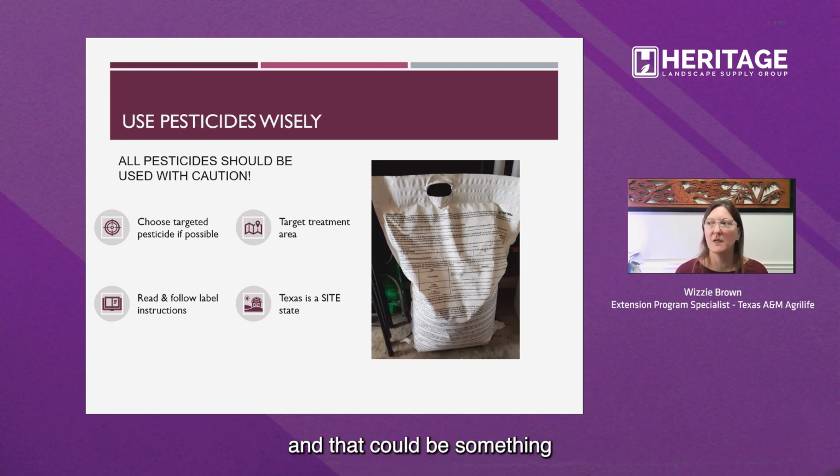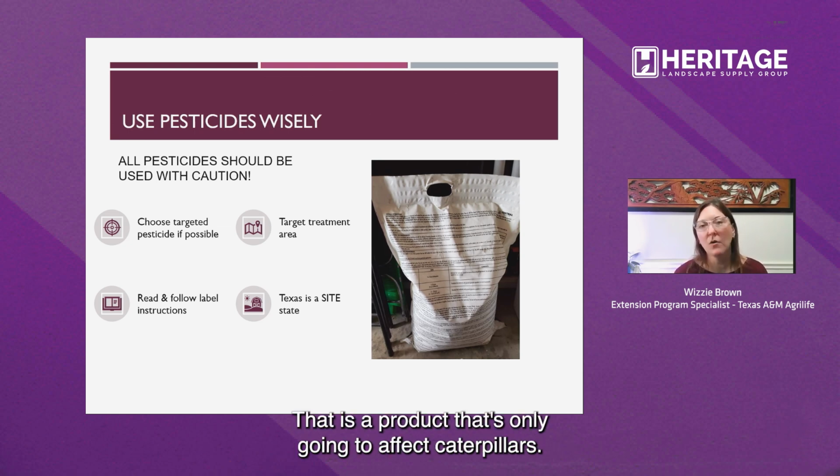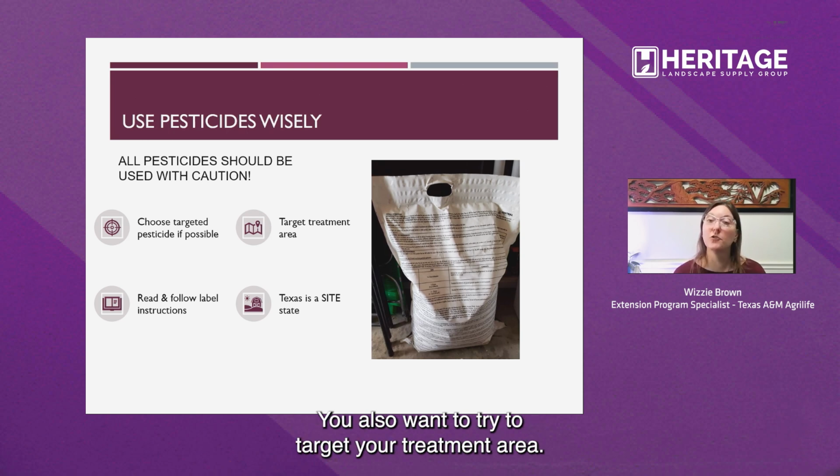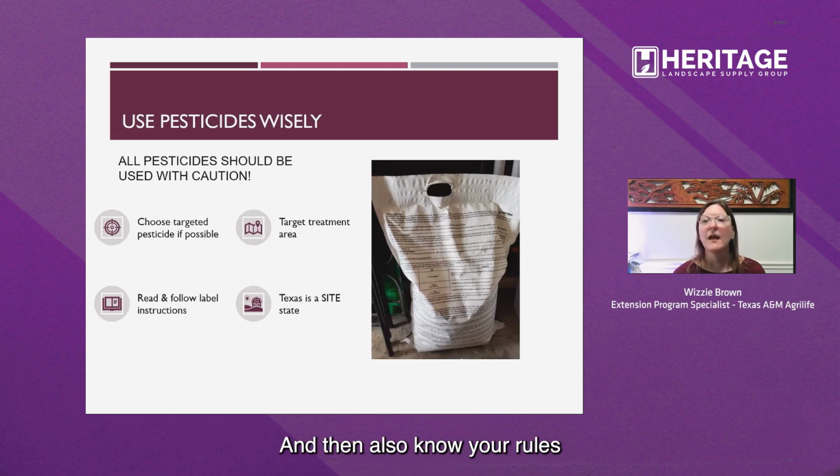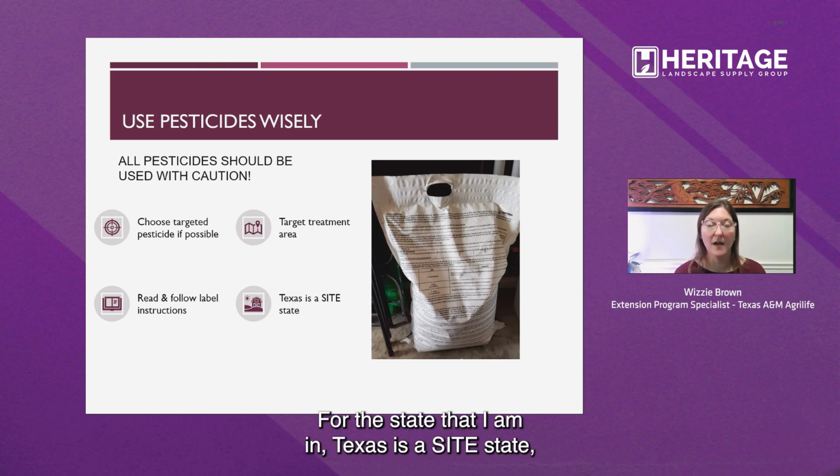That could be something like Bacillus thuringiensis kurstaki. That is a product that's only going to affect caterpillars. You also want to try to target your treatment area. If you have problems on one plant in the landscape, treat that plant. You don't have to necessarily treat everything in the whole entire landscape. And then also know your rules and regulations for your state. For the state that I am in, Texas is a site state, so it is important that the site that you are treating has to be on the product label.